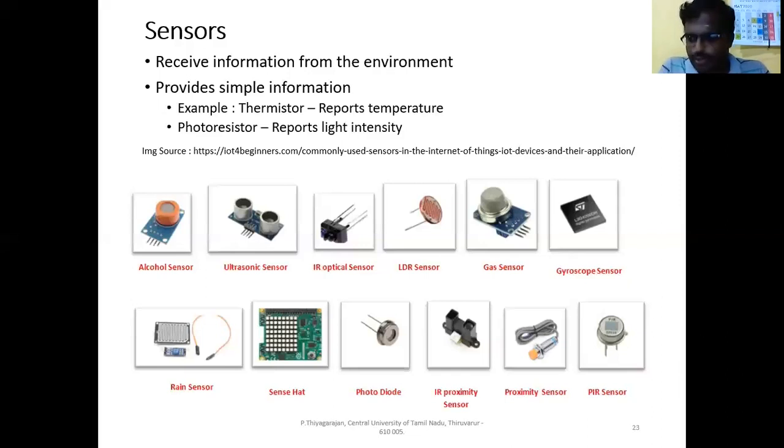It is nothing but a passive infrared sensor, which measures the infrared radiation from the object. So there are many sensors. I have not listed all sensors. I just mention some of the main sensors, which are highly important.